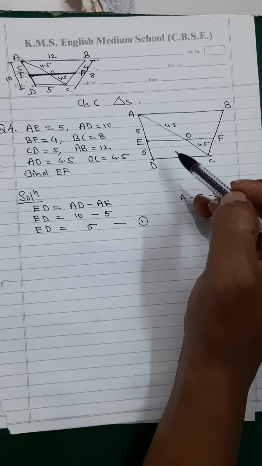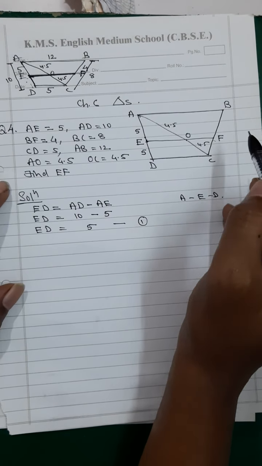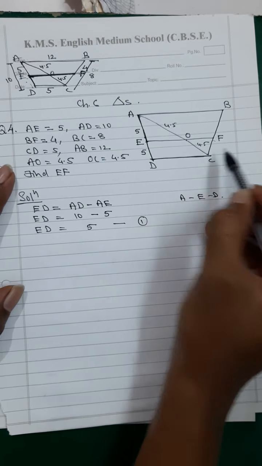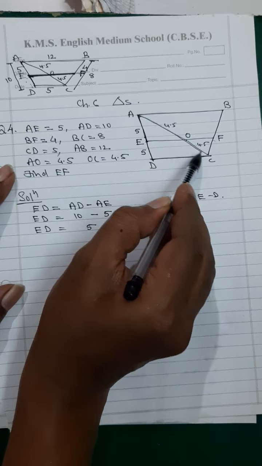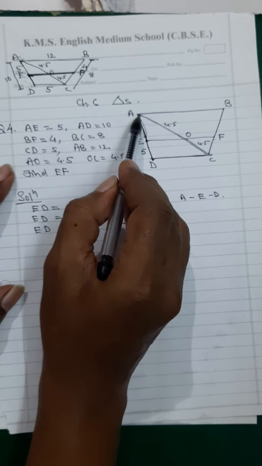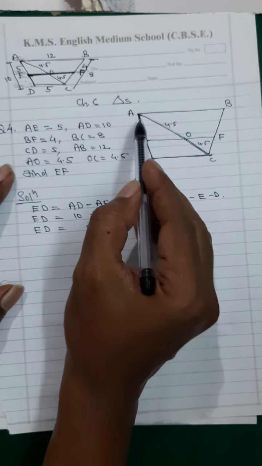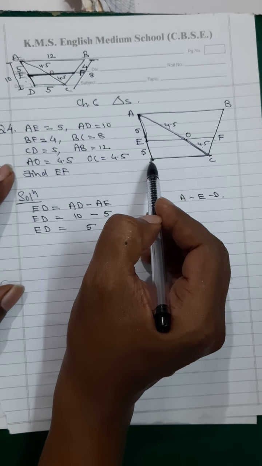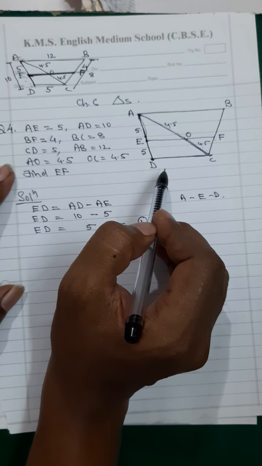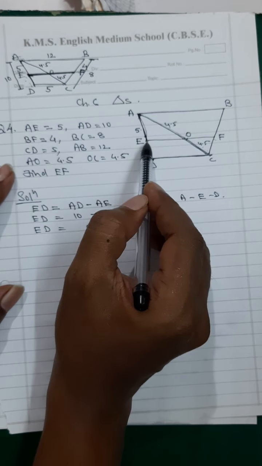So basically you can make out now E is basically a midpoint. But whatever said and done, see what we are going to prove is that in this triangle ADC, AE upon ED is equal to AO upon OC, right? Because this is 5 upon 5, 1, 4.5 upon 4.5, 1. So basically you will get AE upon ED is equal to AO upon OC. So this will be parallel.